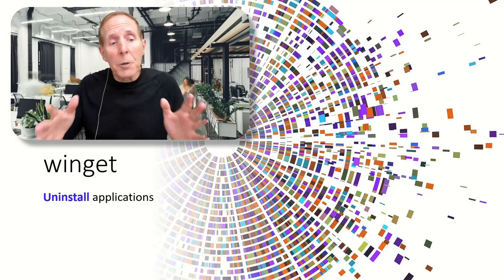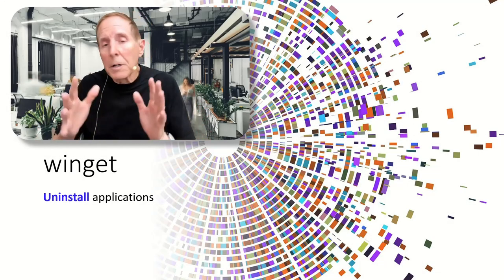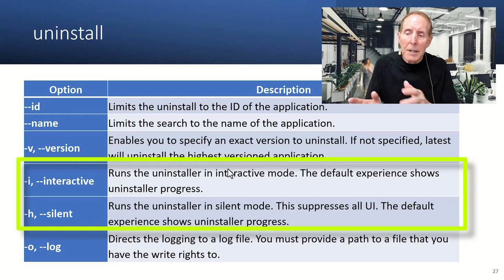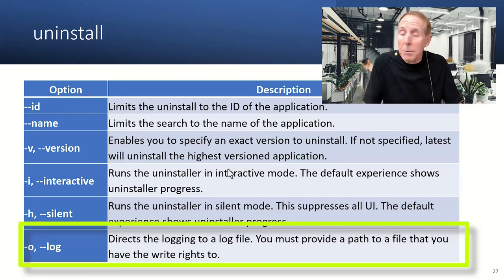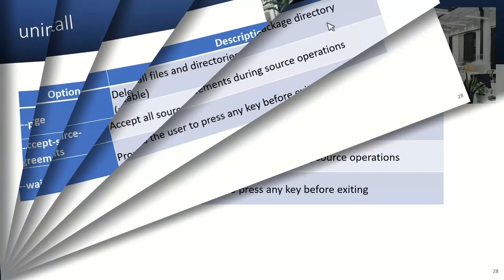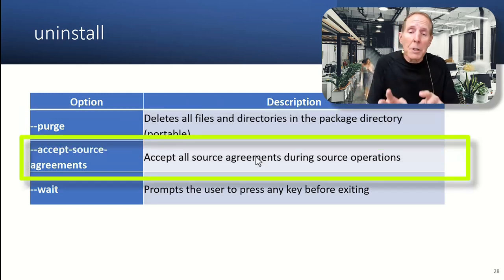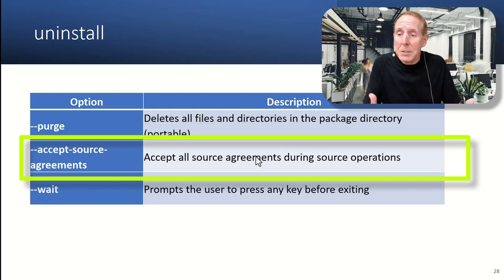Now let's take a look at the Winget uninstall commands. We see that you can use a number of parameters with the uninstall, -i interactive, -h silent. You can create log files if you're having problems uninstalling so that you can determine what may be the problem in the log file. They have an interesting one, --purge, which deletes all files and directories in the package directory. I believe this is for portable. And then --accept-source-agreements, if that uninstall requires some kind of acceptance of the source agreement.